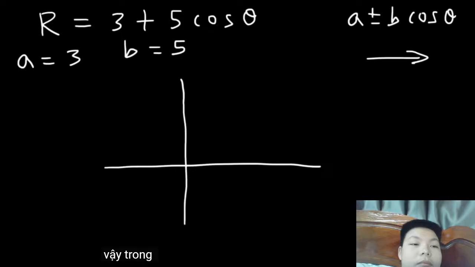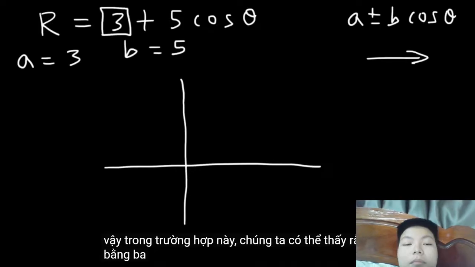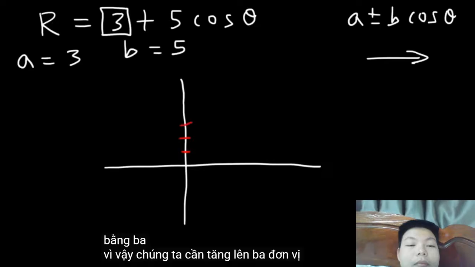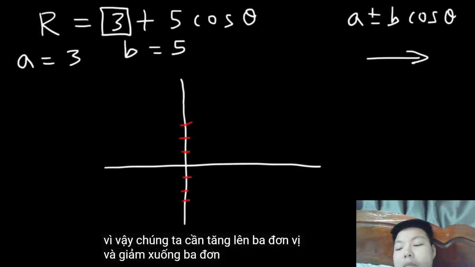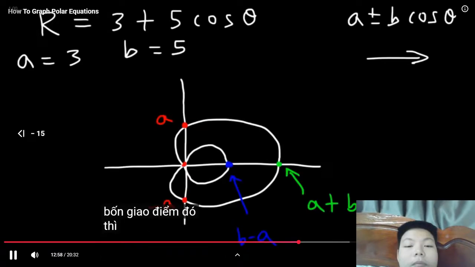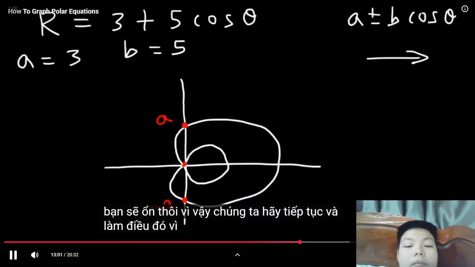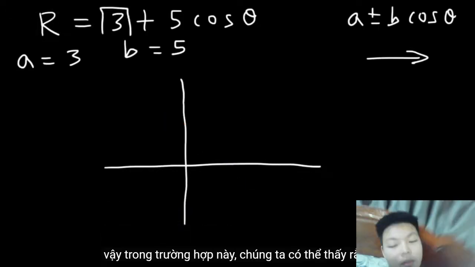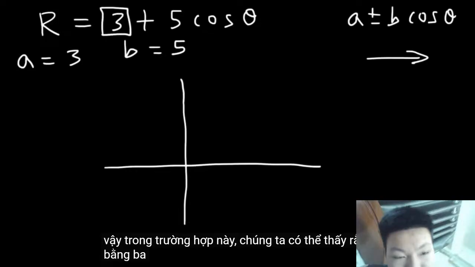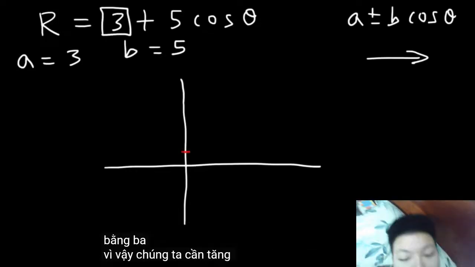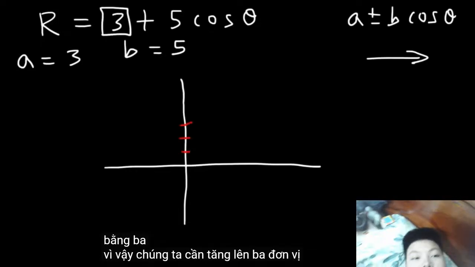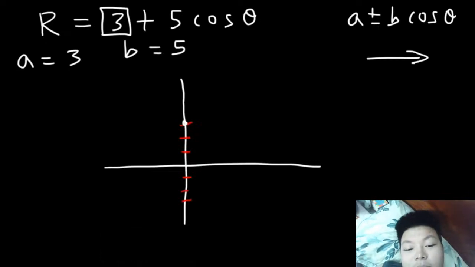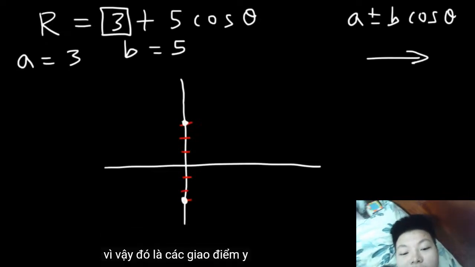So in this case, we can see that a is equal to 3. So we need to go up 3 units and down 3 units. So those are the y-intercepts.